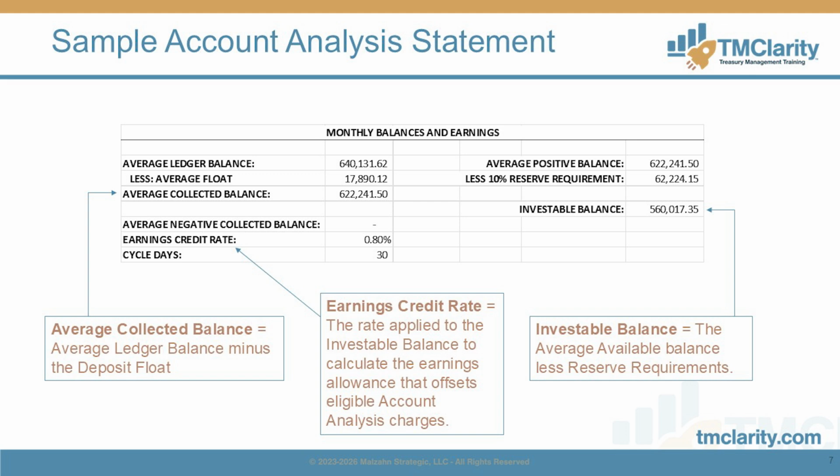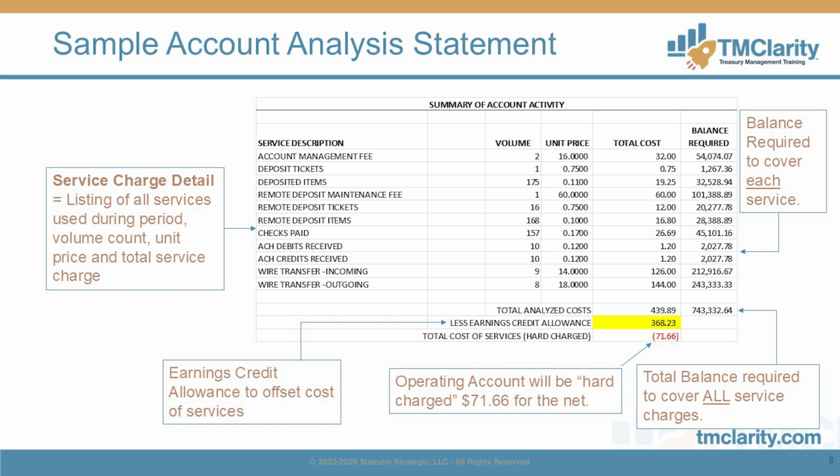So this next section gives you the entire summary of the activity. So you have two accounts, deposit tickets, deposited items, etc. At the bottom, you have the total analyzed costs, $439.89. And it tells you your system, if you have a modeling system, would be amazing, but a lot of you may just have a template to give this to your prospects. It gives you the required balances. So this customer would need to have $743,332.64 to actually offset their service charges.